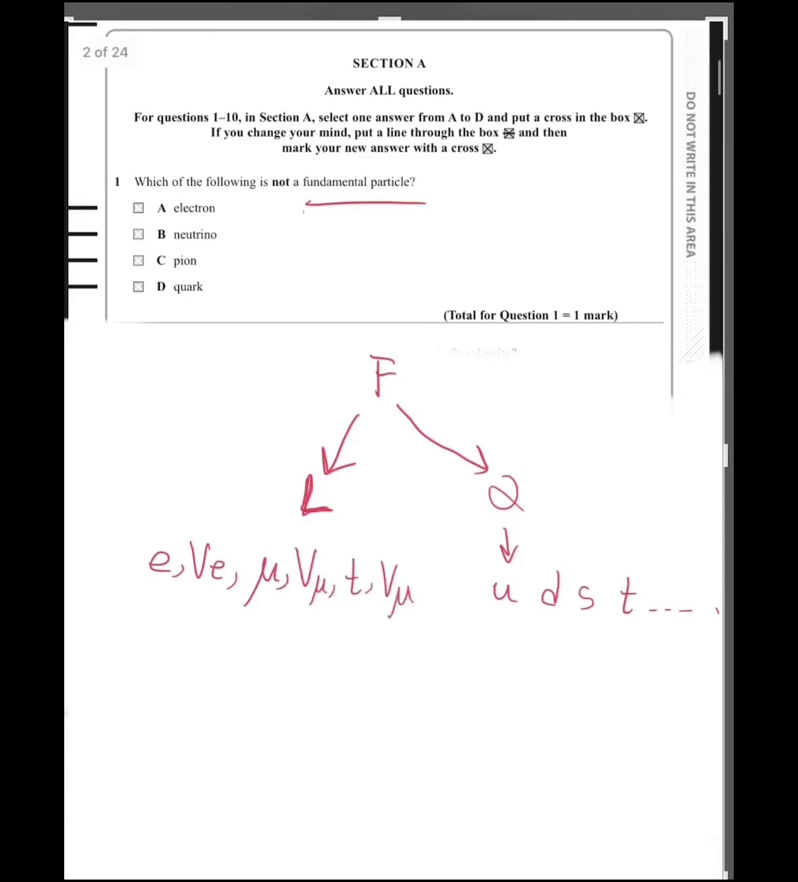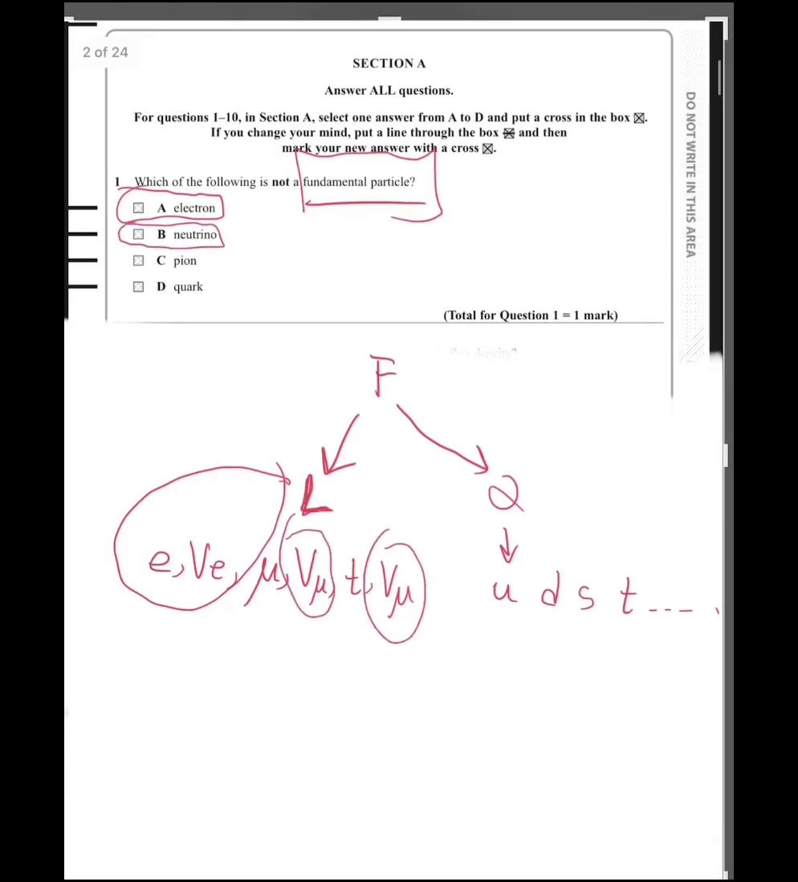So which of the following is not a fundamental particle? Electron is a fundamental particle, since it is in this family. Neutrino is a fundamental particle because these are neutrinos, and pion is not a fundamental particle. Quark is a fundamental particle, which is in this category. So the answer is C.